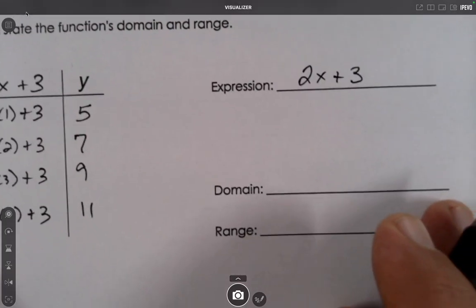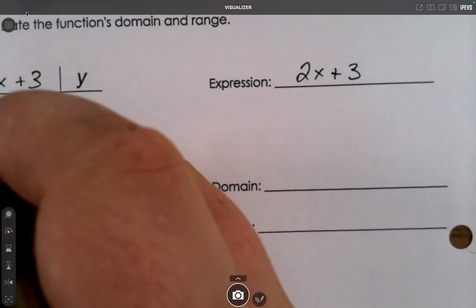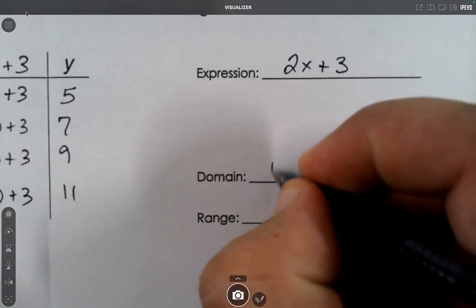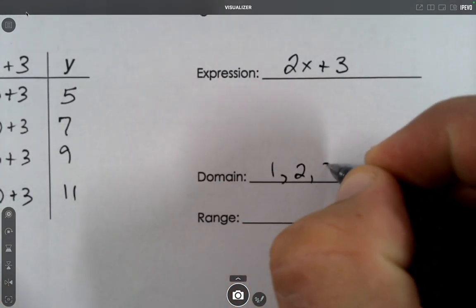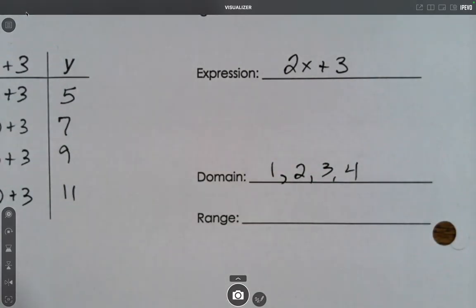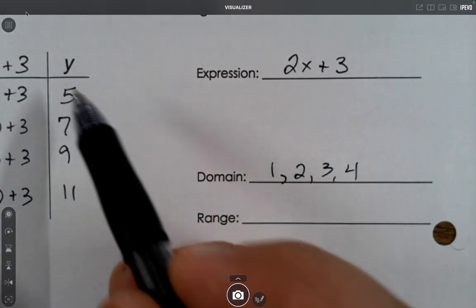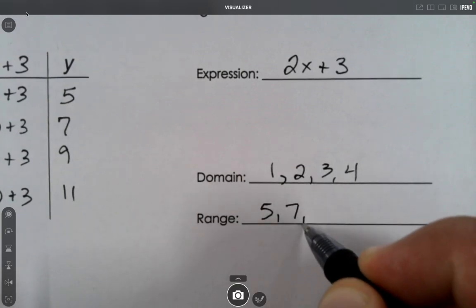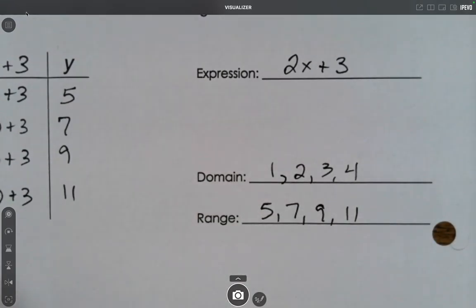Then the domain is all the x values. So we just list these numbers right as they're on the line. Make sure you put commas between them. Domain is all the x values, and the range is all the y values. So I just list the y values. And there were no repeats here, so nothing to worry about.